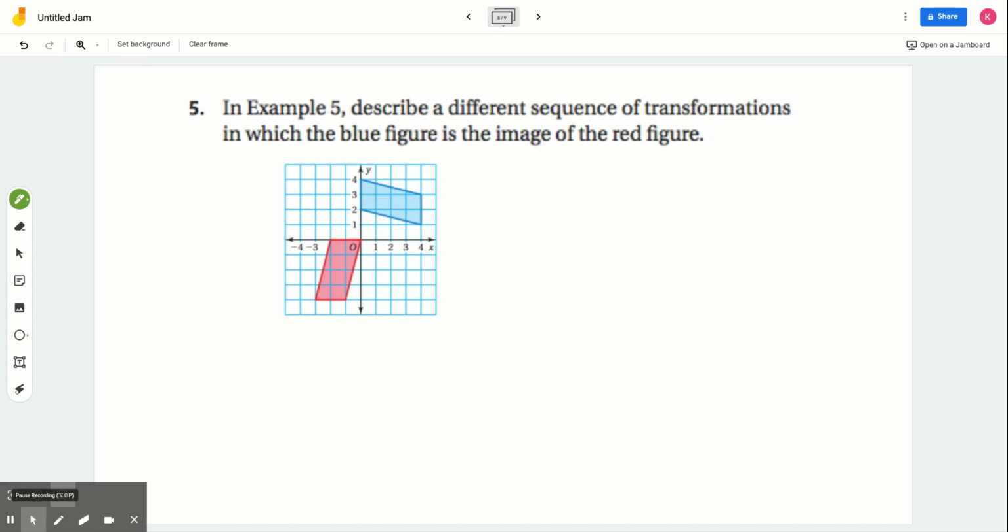Here on example 5, it says, describe a different sequence of transformations in which the blue figure is the image of the red figure. So it's saying you're starting with the red and moving to the blue. So how could we get there? Now, there are a lot of different answers that we could do. So I would have said that we rotated 90 degrees clockwise. So if I rotate 90 degrees clockwise, I'm going to end up looking like this.